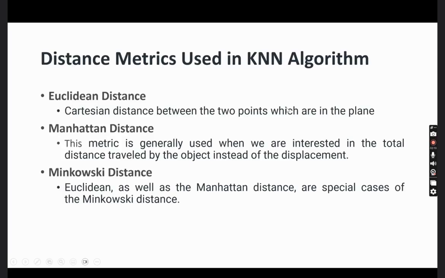The distance metric used in the KNN algorithm is the Euclidean distance, as I already told, and there are other metrics which are used in the KNN algorithm. They are Manhattan distance and Minkowski distance. Euclidean distance is the Cartesian distance between two data points in the plane.